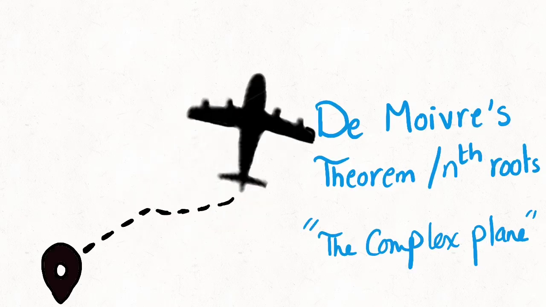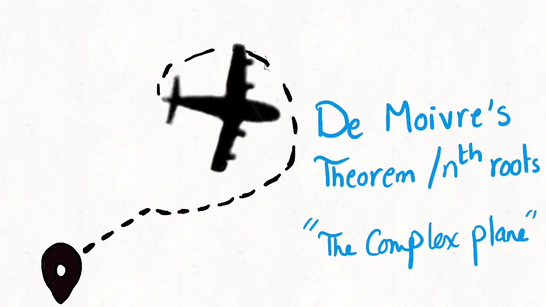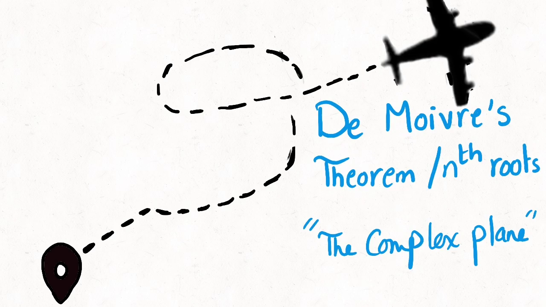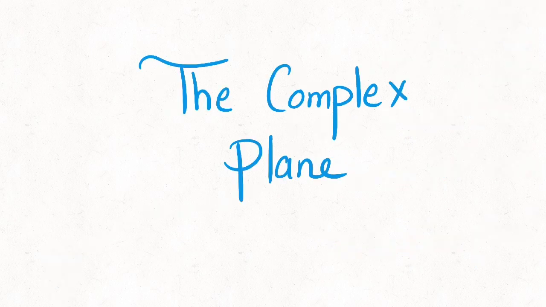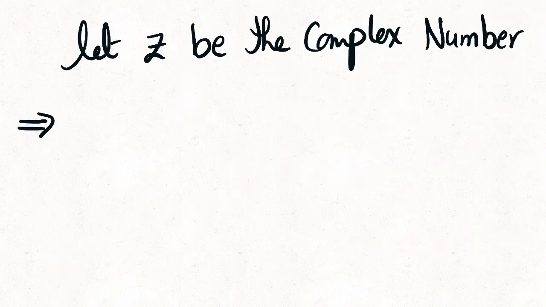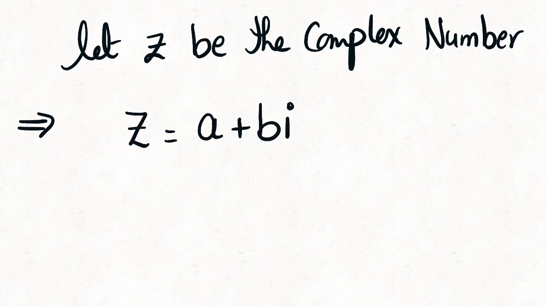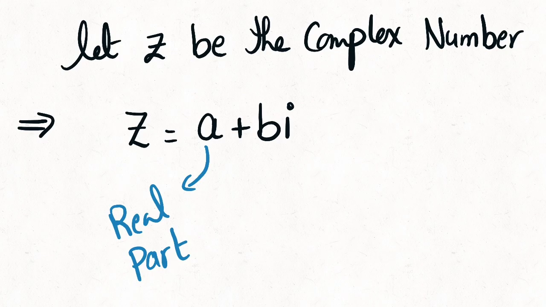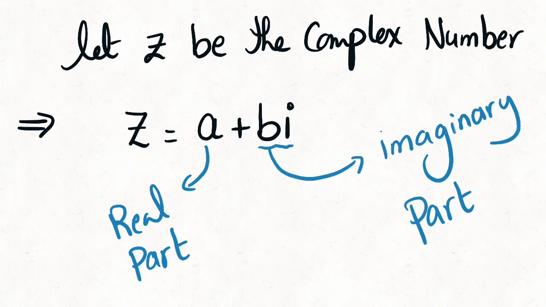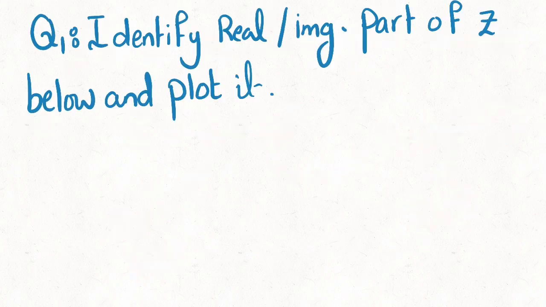The lesson today is about De Moivre's theorem and the nth roots in the complex polar plane. The complex plane: let z be a number in the complex plane. Does z equal a plus bi, where a is the real part and b is the imaginary part? In the coming examples, identify the real and the imaginary part of z.